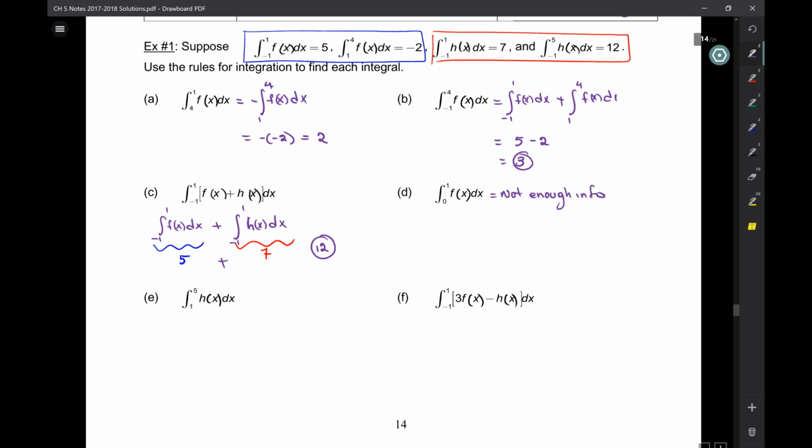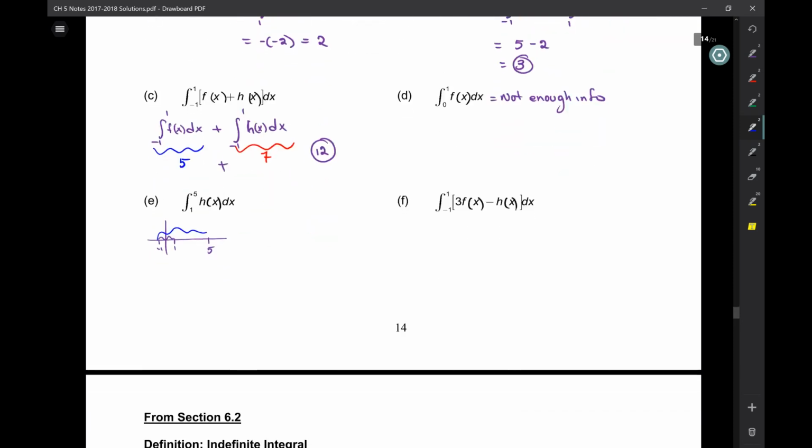So let's take a look at what we're given for h of x. For h of x, we're given negative 1 to 1, and then we're given negative 1 to 5. Oh, you just subtract them. Yeah, right? So for 1 to 5, you just have to subtract them. So 1 to 5 of h of x dx is equal to negative 1 to 5 of h of x dx minus negative 1 to 1 of h of x dx.